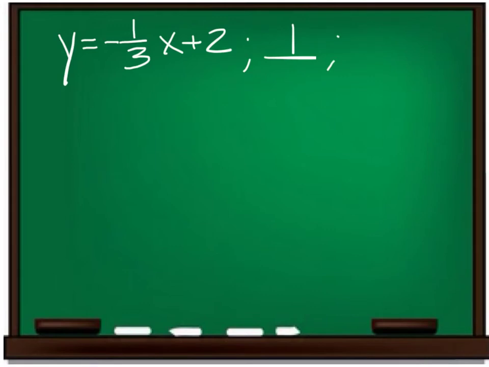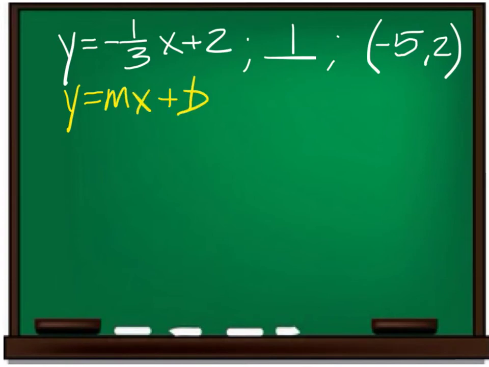Example 4. Y equals negative 1/3 x plus 2. We need a line that's perpendicular, and it must pass through this point, negative 5, 2. So start out with y equals mx plus b, and since it's perpendicular, you have to use the negative reciprocal, which would be 3.